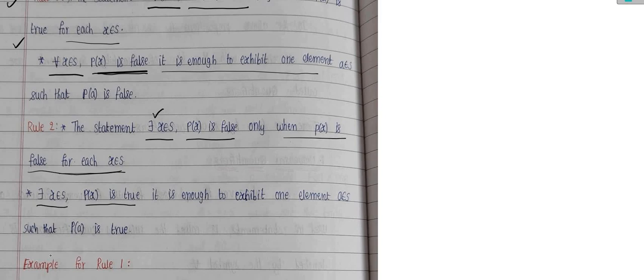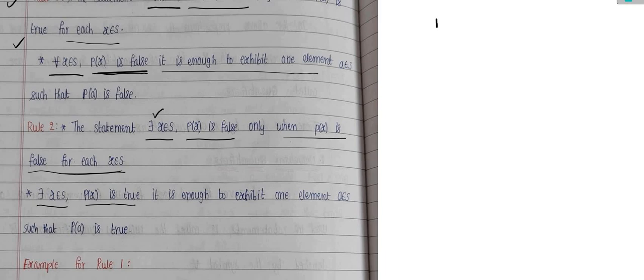Here false means it is false for everywhere. Here true means it is true for everywhere, but the symbols are here for all. Here there exist. P of x is true if it is enough to exhibit one element A belongs to S such that P of A is true.